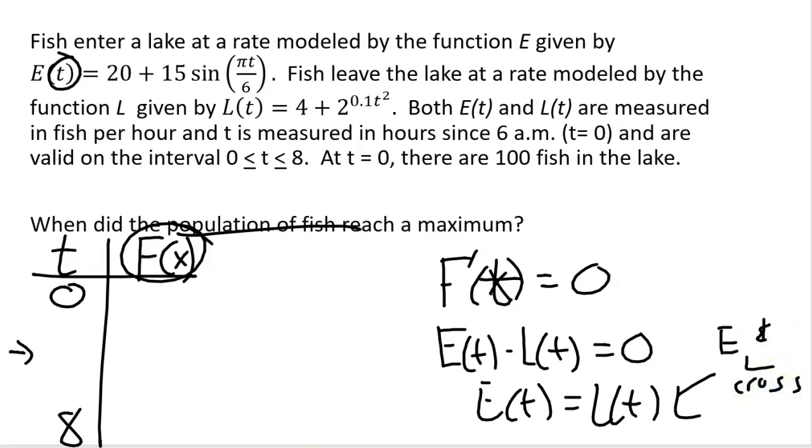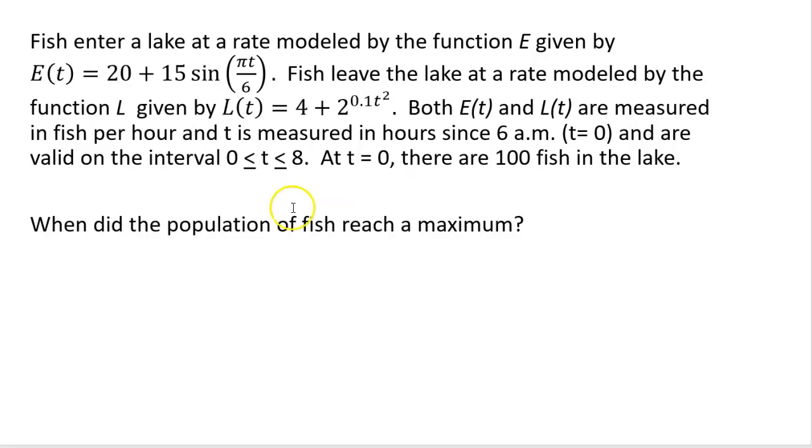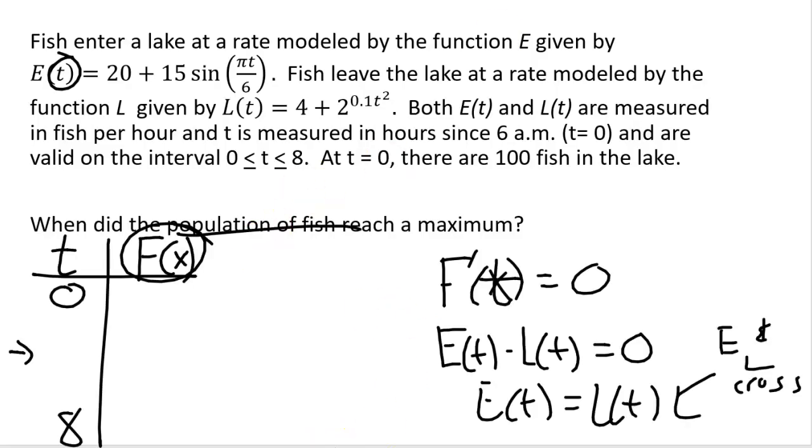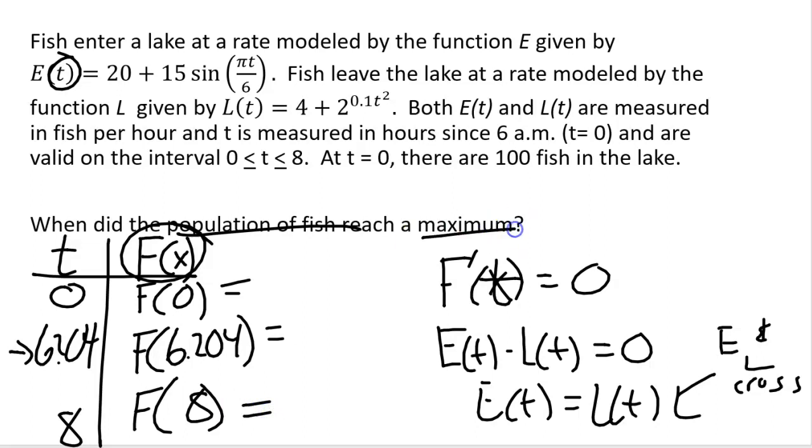And we found that earlier. It's still on our calculator. Let me go back and look at it because I've forgotten what it was. But it was this point right here is where they cross, and that's 6.204. Okay, and so what we need to do now is find f of 0, f of 6.204, and also f of 8. And then from there, we can figure out how many fish are in the lake at these candidates and see which one gives us the actual maximum value.